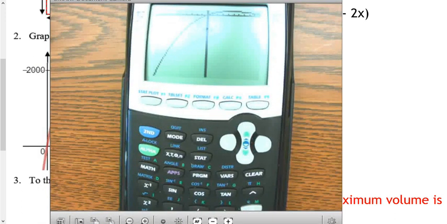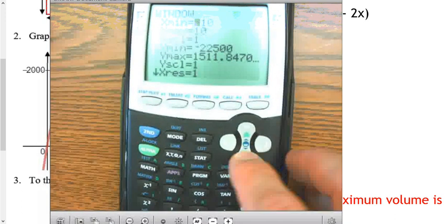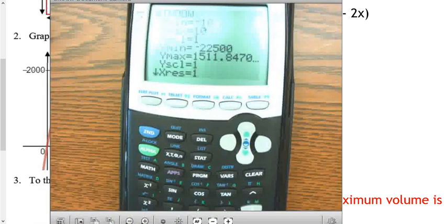I'm not interested in negative x values or negative y values, because negative y would be a negative volume, meaningless. Negative x would mean the piece I'm cutting off is uncut. I don't know what that even means. It means nothing. So then I'll look at my window and I'll say, well, I'm doing better. I think I want to see further to the right. So I'm going to change my x max. And I can see kind of that curve, so it's not too bad. So I'm going to only go up to, let's say, 20.